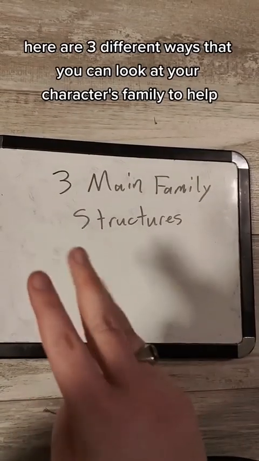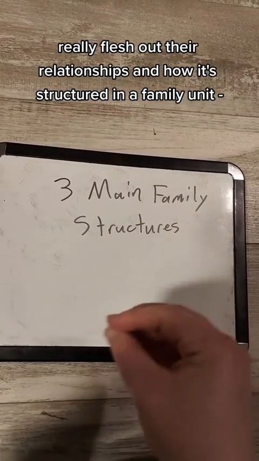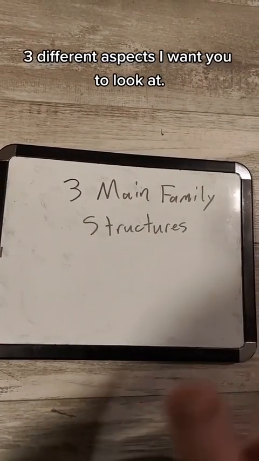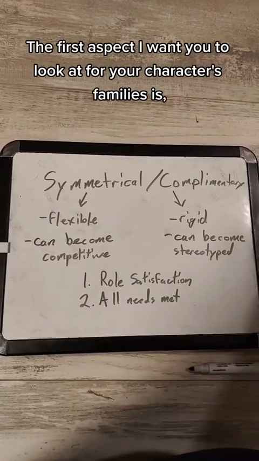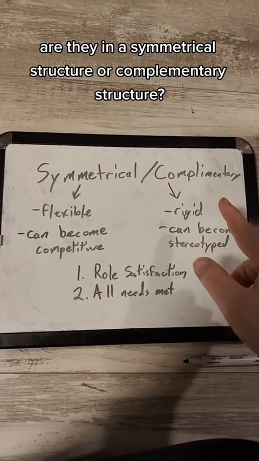This is more, here are three different ways that you can look at your character's family to help really flesh out their relationships and how it's structured in a family unit. Three different aspects I want you to look at. Let's break them down. The first aspect I want you to look at for your characters' families: are they in a symmetrical structure or a complementary structure?